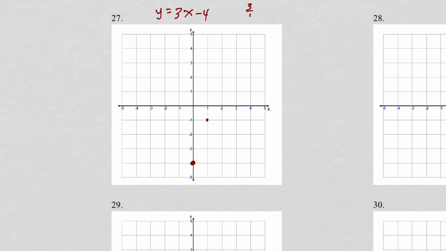And then we just grab our ruler and draw a line through all of this. Put arrows on either side of the line. Don't forget your arrows. That's it.